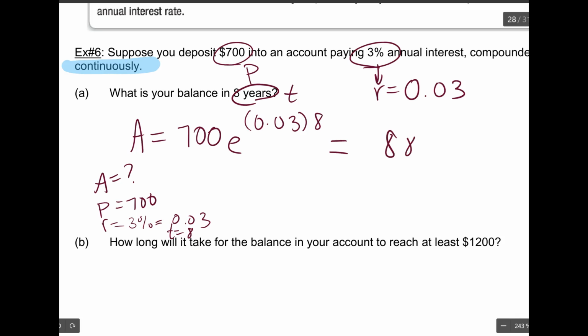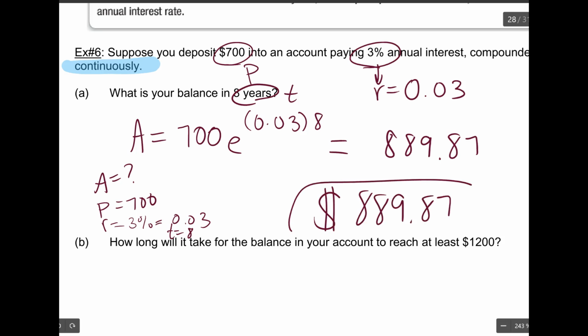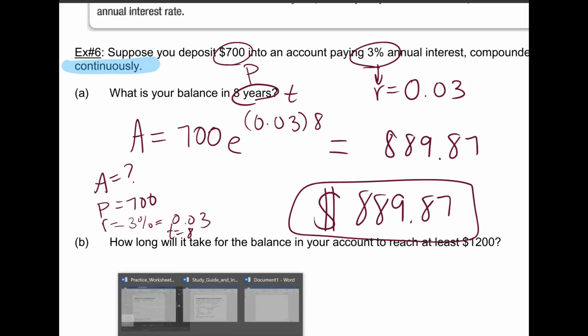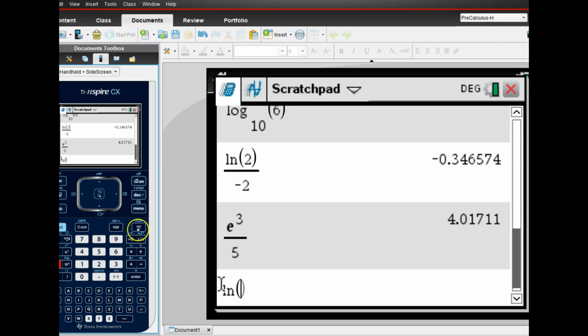So this is 889.87. Notice I rounded to 2 places because this is literally money. Money you always round to 2 places. So you just plug that into your calculator? Yep, you just plug this in. Do we want to see how? Yeah, let's do it. You use it with the compound, right? Yeah, if it was monthly, you'd use compound.